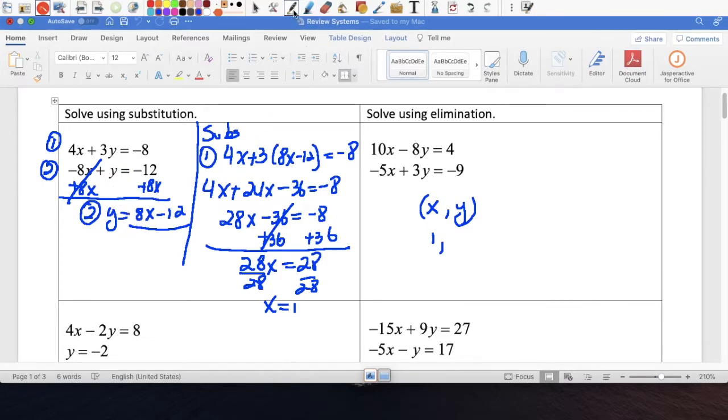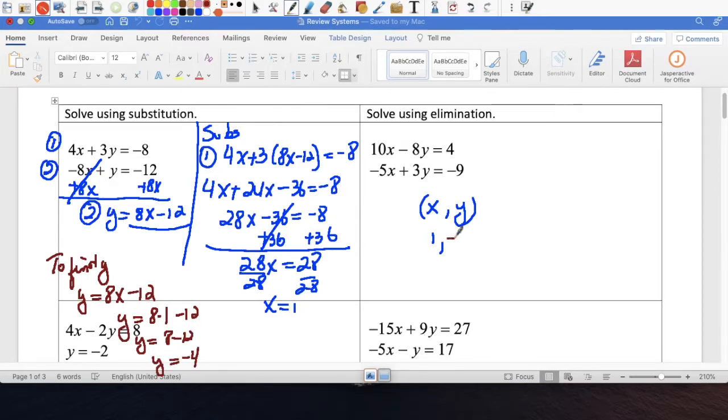So I'm going to change colors. To find y, I'm going to use this one. y equals 8x minus 12. I'm going to replace the x with 1, and I get y equals 8 times 1 minus 12. y equals 8 minus 12, and y equals negative 4. So there's my point of intersection. So those two lines intersect here.